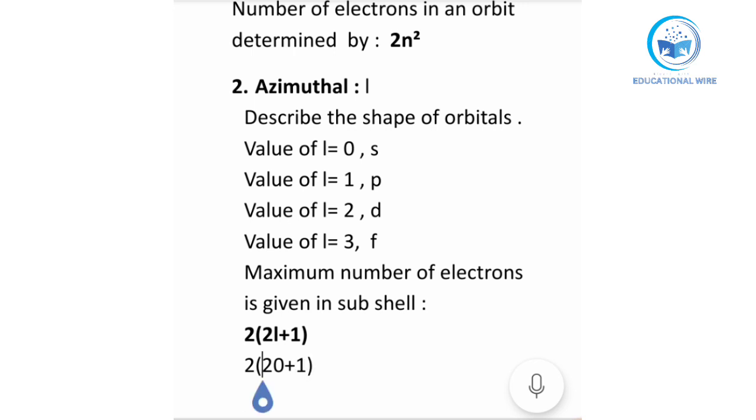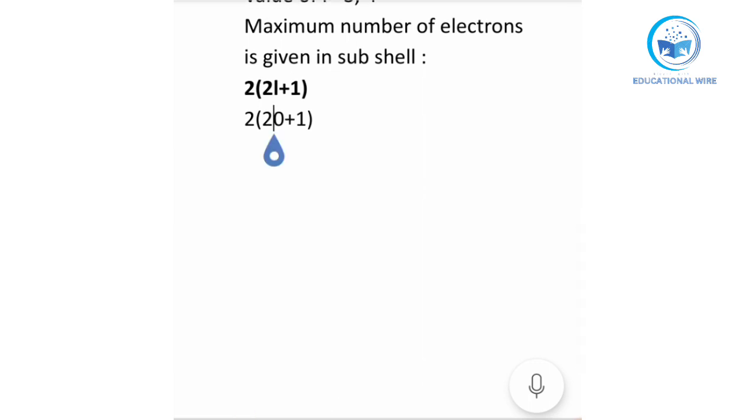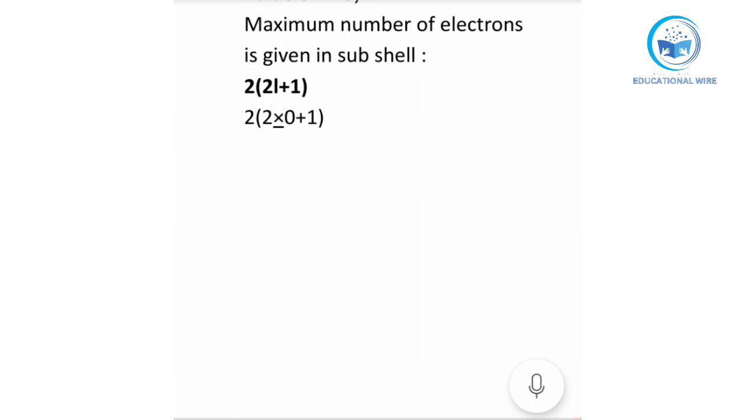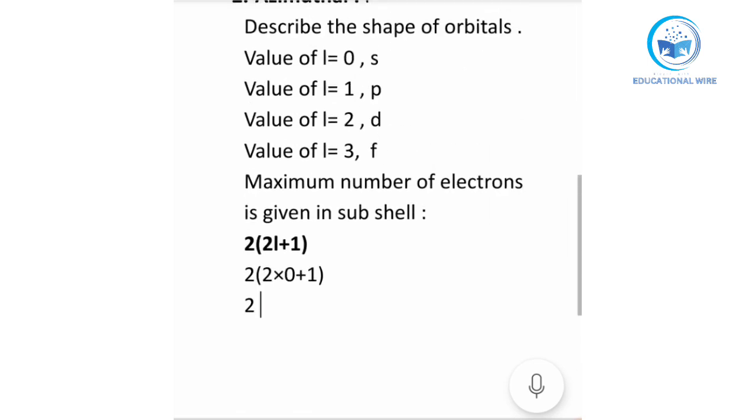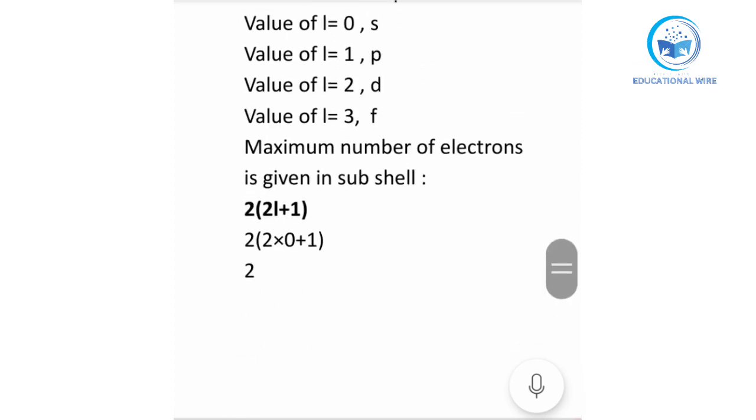Here 2 multiplied by 0 is 0, but 2 ones are 2. So what will come here is 2. So it means in the s subshell there are 2 electrons. Same as for p, d and f, we can find how many electrons are there in each of their subshells.